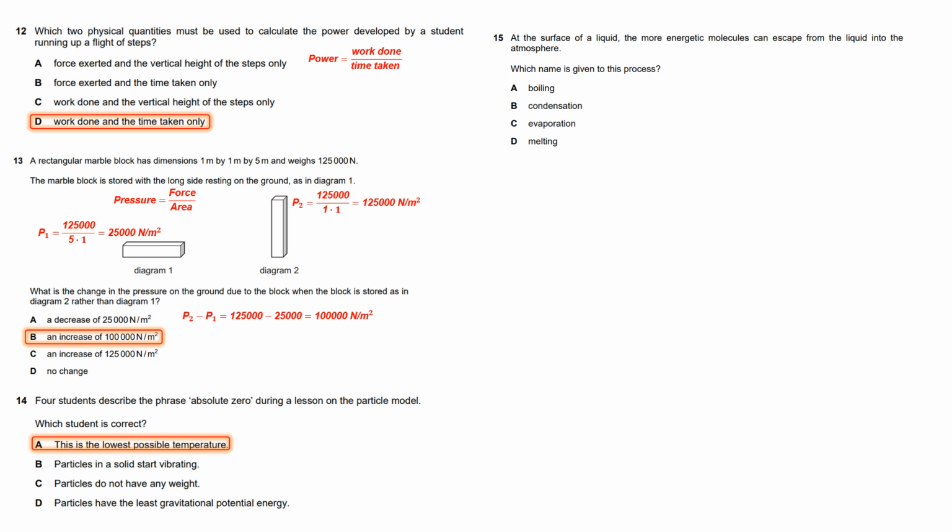Question 15. Evaporation is slower, occurs only from the surface of the liquid, does not produce bubbles, and leads to cooling. Boiling is faster, can occur throughout the liquid, produces lots of bubbles, and does not result in cooling.